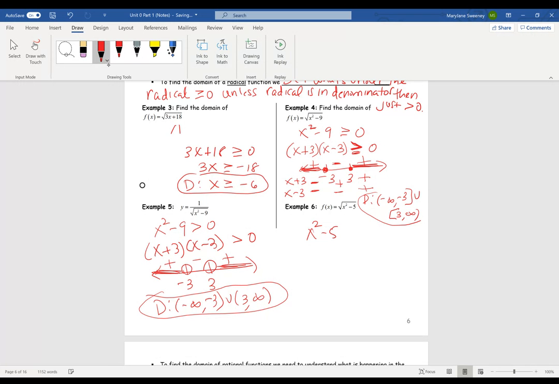x squared minus 5 greater than or equal to 0. This is good to look at because this is not factorable, right? So we still need to know, though, where does this thing equal 0?